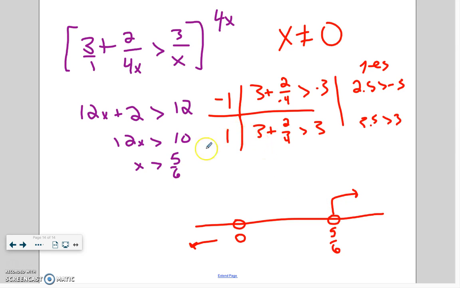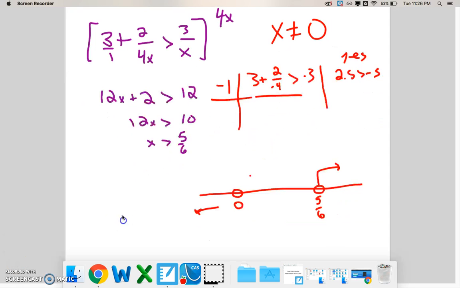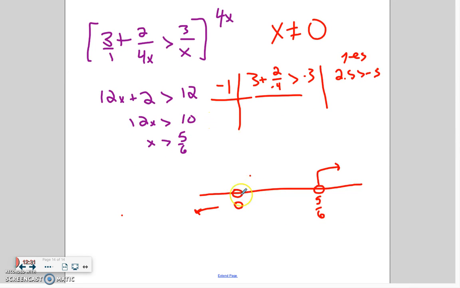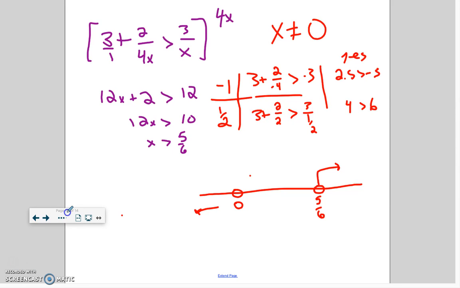Oh shoot, I'm sorry. Sorry, I made a mistake here. We're supposed to pick values that are greater than 0 but less than 5/6. So I couldn't pick 1. So if I plug a half in here, we get 3 plus 2 divided by 2, which is greater than 3 divided by a half. So 3 divided by a half is 6, greater than 4. 2 divided by 2 is 1. 1 plus 3 is 4. So it's 4 greater than 6.